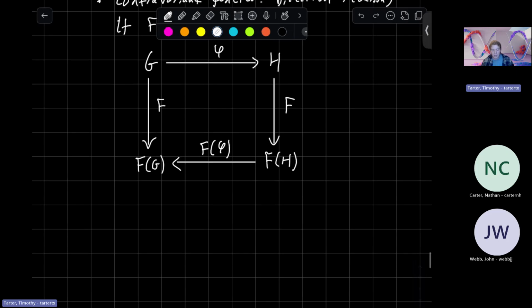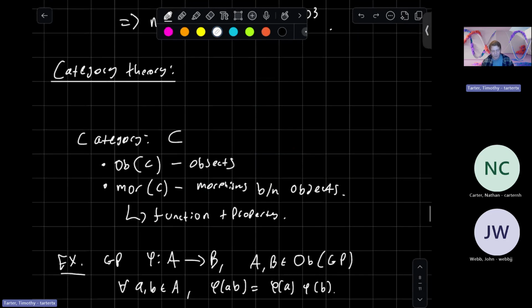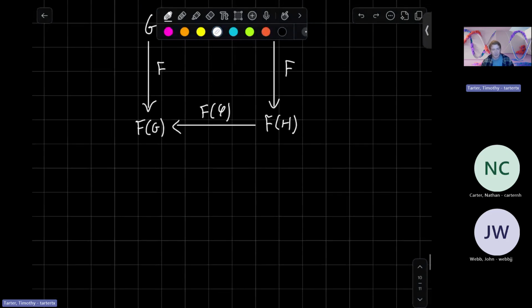Okay, so any questions about category theory before we get back to some algebraic geometry? I know that's a lot of information all at once. You explained it really well. Cool. All right.